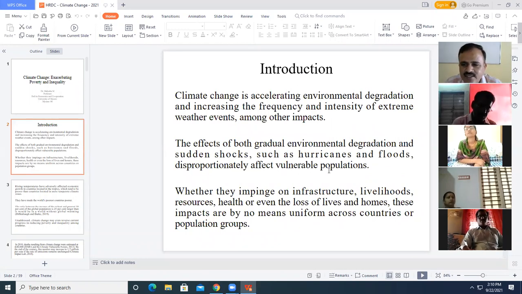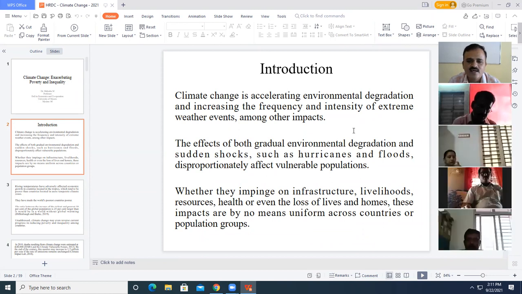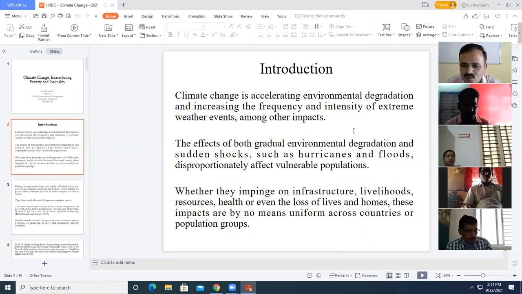Climate change is accelerating environmental degradation and increasing the frequency and intensity of extreme weather events, among other impacts. The effects of both gradual environmental degradation and sudden shocks such as hurricanes and floods disproportionately affect vulnerable populations. So if we consider how climate change, in terms of environmental degradation, affects populations or countries, it has a gradual impact on the economic development and growth of nations, and also unforeseen sudden shocks such as hurricanes and floods.